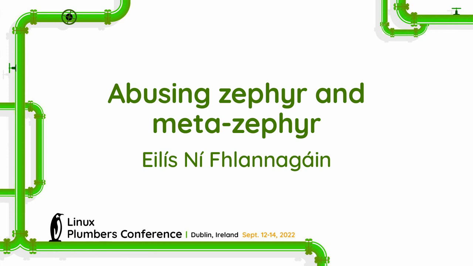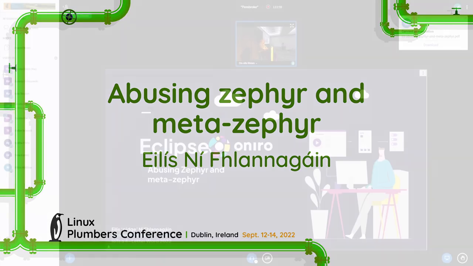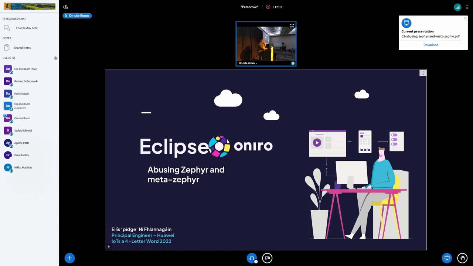So I'm going to be talking about abusing Zephyr and meta-zephyr and doing really bad things with them that make BSP maintainers cry.